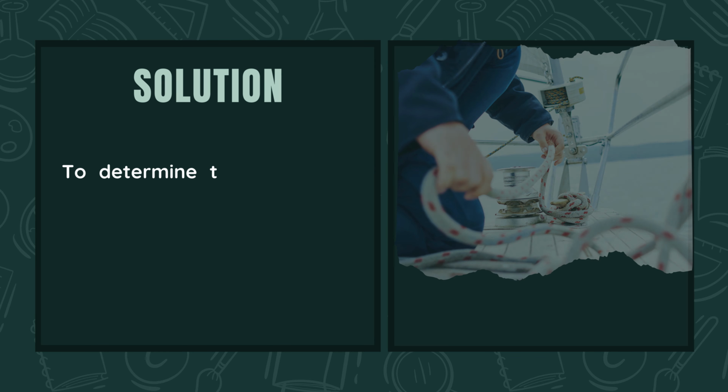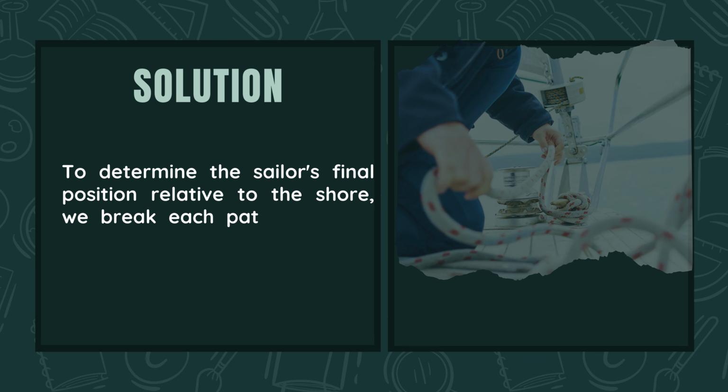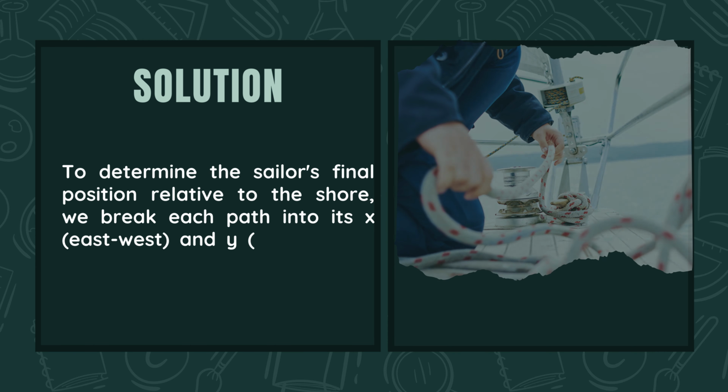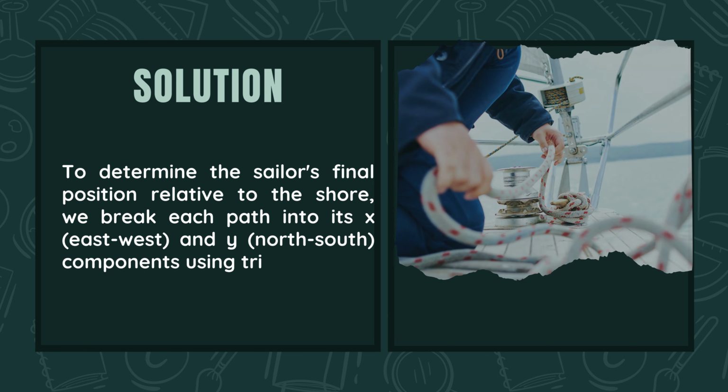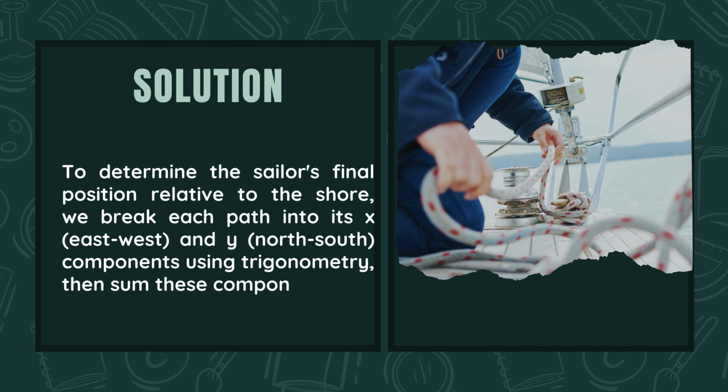To determine the sailor's final position relative to the shore, we break each path into its x, east-west, and y, north-south, components using trigonometry, and then sum these components to find the total displacement.